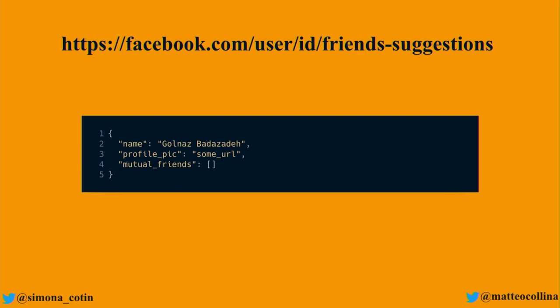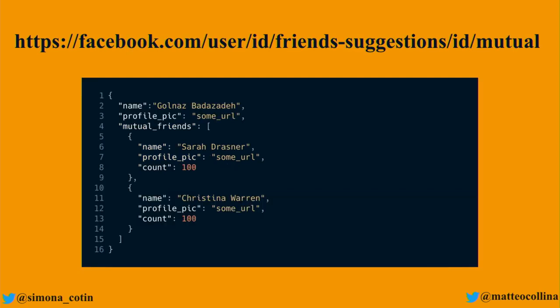It's fantastic, Simona. So you go into the friend suggestions, and you see we are not fetching the mutual friends here, right? Because it's too much work to compute this data.